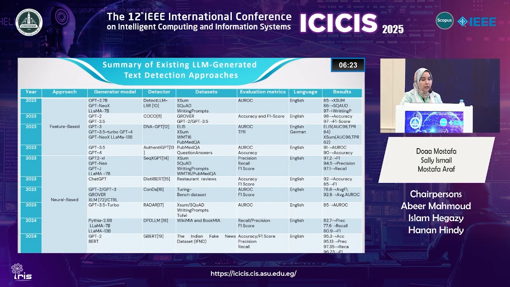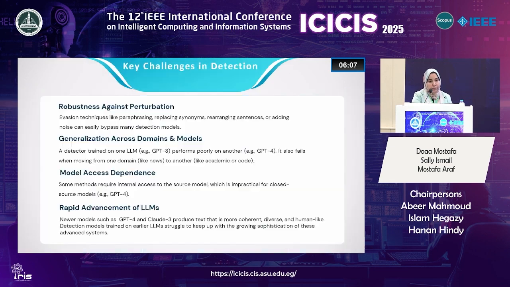Neural-based approaches work by using transformer models. Some hybrid approaches, such as BERT, LM, and GBM, combine different techniques. The key challenges in current detection approaches: robustness against perturbations. Many detection approaches are sensitive to paraphrasing and to replacing synonyms. Generalization across domains and models: detectors struggle to generalize across domains or across models.